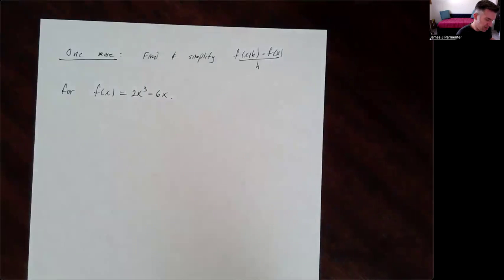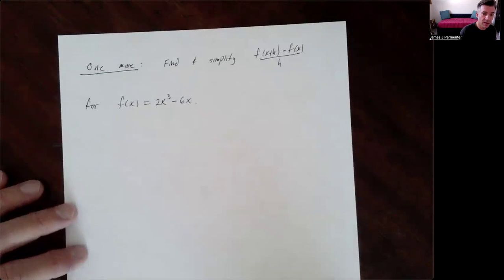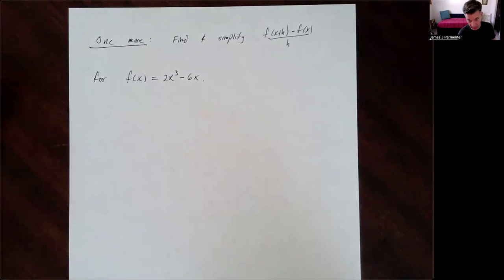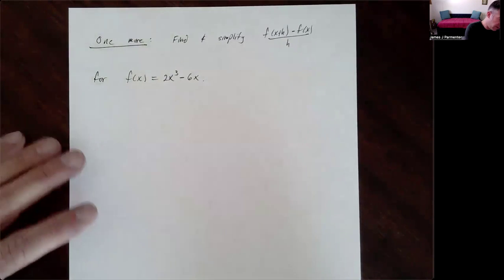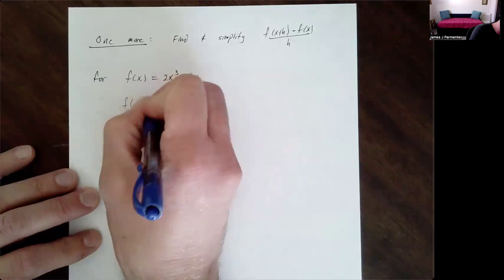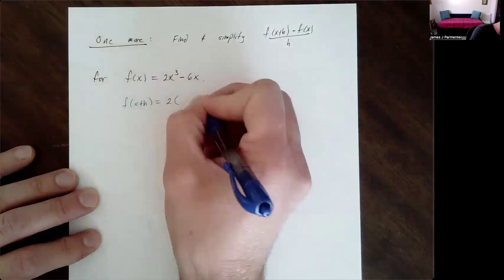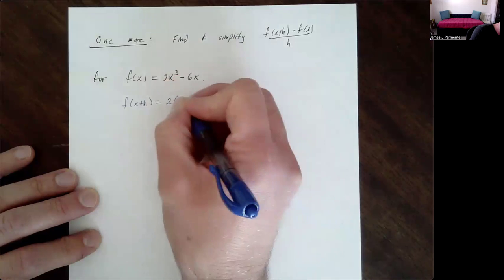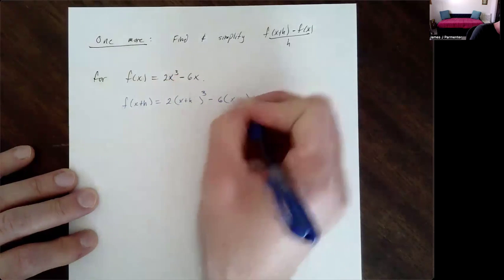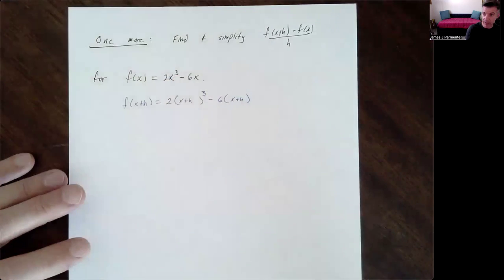Let's do one, maybe we'll do 2 more, but let's do this one first. So let's find and simplify f of x plus h minus f of x over h, the difference quotient, for this function here. And before I actually write this out, I'm going to write out what f of x plus h is. So f of x plus h is 2 times, instead of x cubed, it's x plus h cubed, minus 6 times, instead of x, it's x plus h. Let's multiply this out.